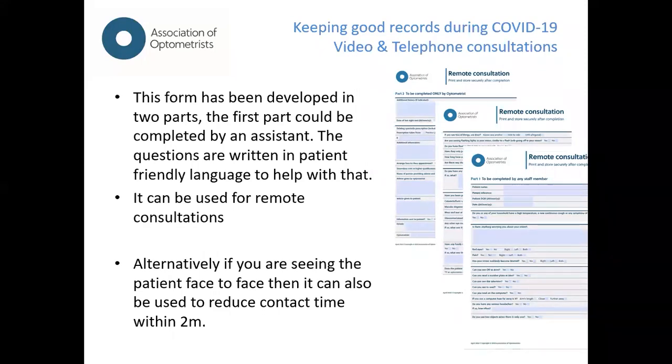Or alternatively, if you are seeing them face to face, it also means that you can break up that contact time, so that you haven't got that prolonged time in the slightly riskier zone of within 2 meters. Even with the appropriate PPE, reducing contact time is still a very important part of keeping people safe. So the consultation form will be on the website, and it will be available, I think, Tuesday, and I think we're going to email it out to people as well.